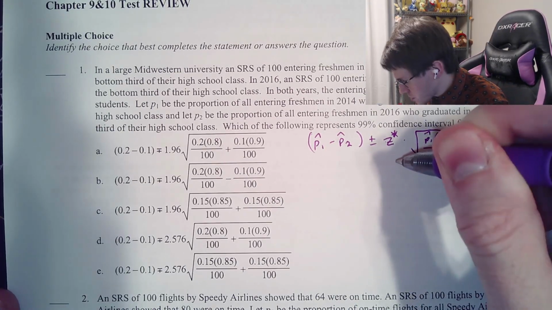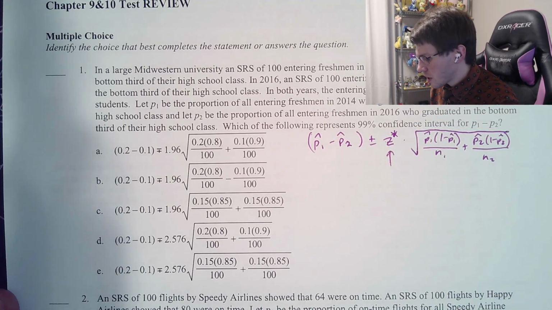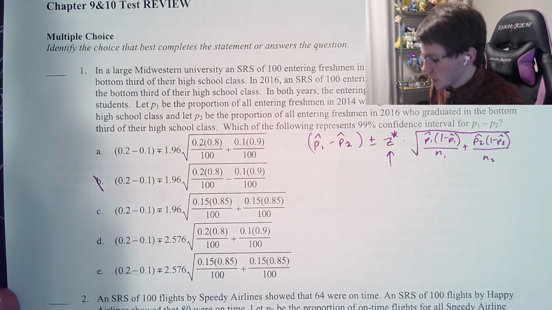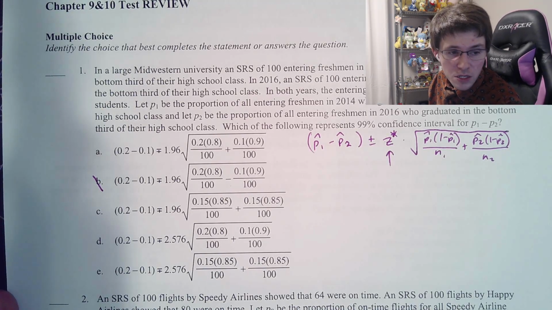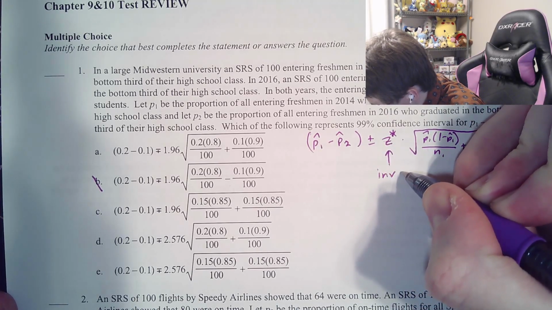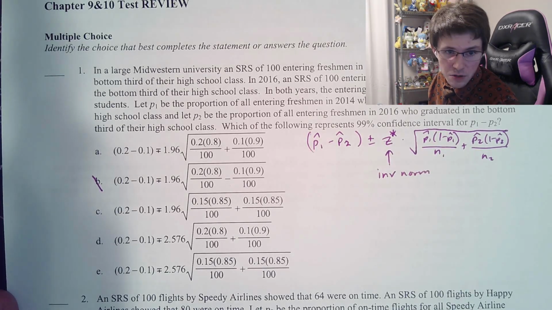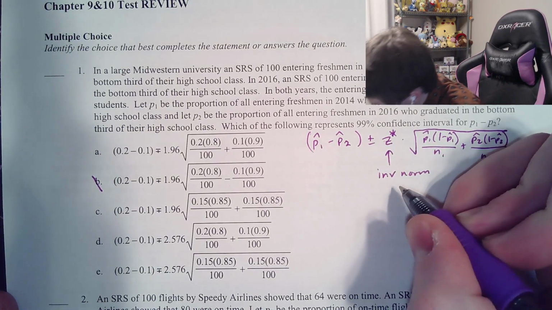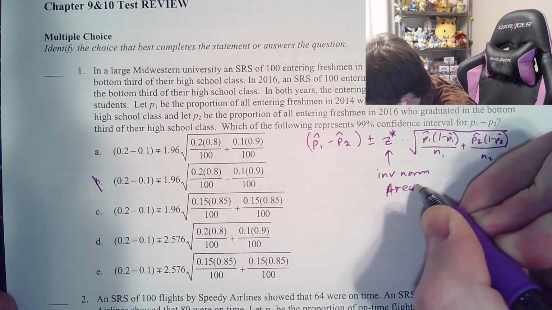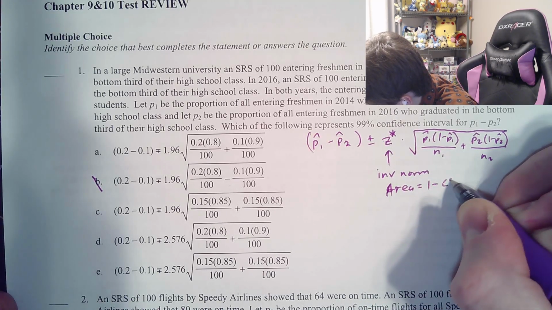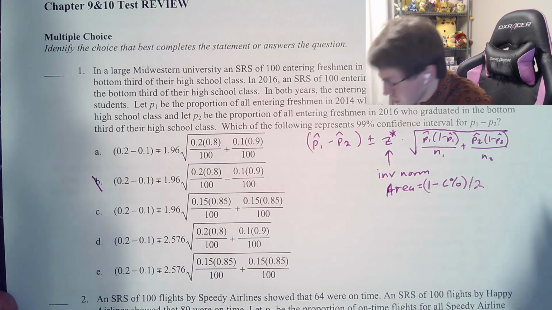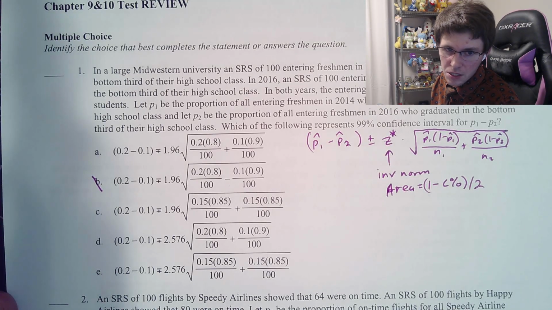So I think the hardest part of this question is going to be our Z star. To figure out our Z, and then also we have this minus sign randomly here, so we kind of know this one's wrong right away. But the Z star is always going to be using your inverse norm. That's how you find your Z star, and it's always going to be that your area is equal to 1 minus that C percentage, in parentheses, and then divided by 2, and that will always give you the correct Z star.